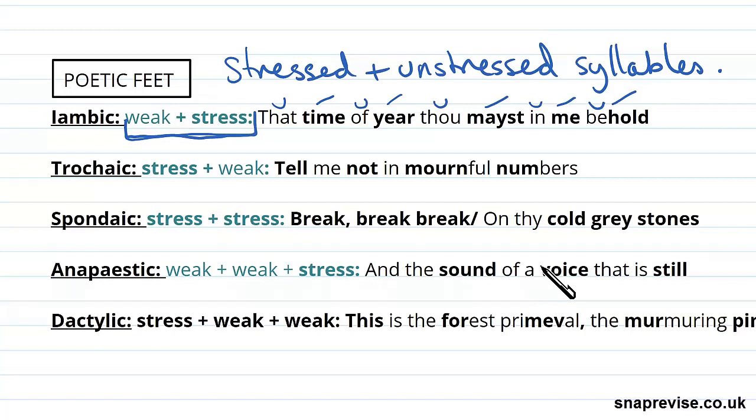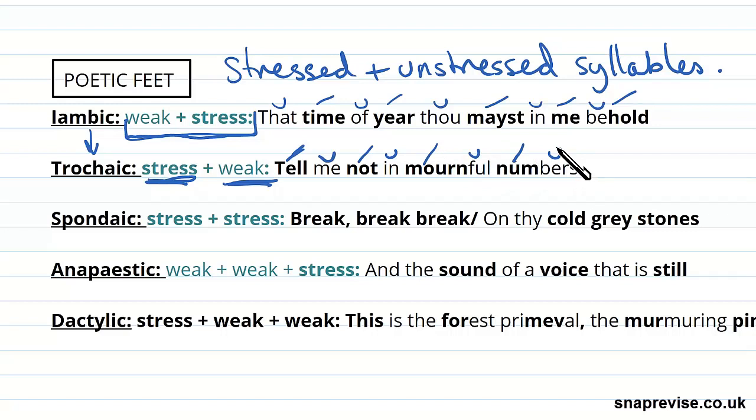A trochaic foot is essentially the opposite of an iambic foot. It is one stressed syllable and then one weak syllable. So here we can see tell me not in mournful numbers. So we can see that the first syllable is stressed and the second syllable is weak, and this pattern continues for the rest of the line.